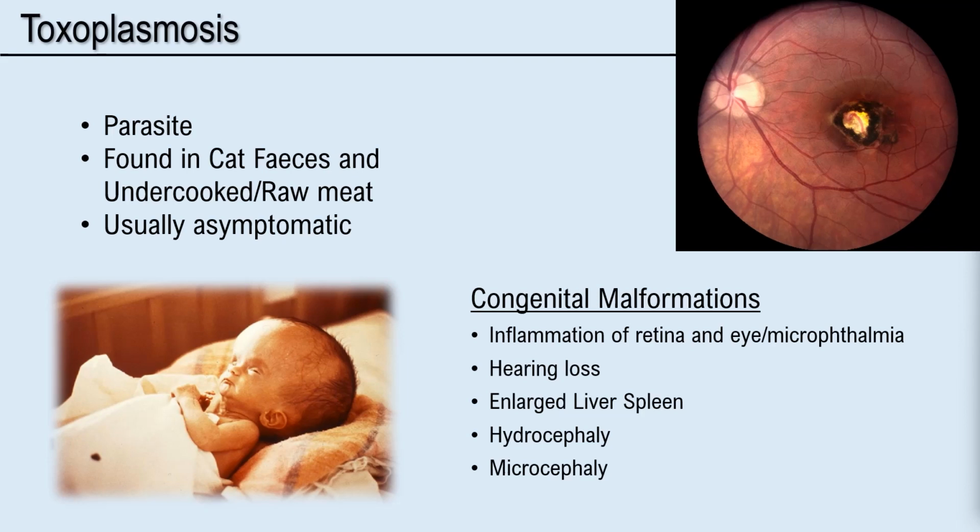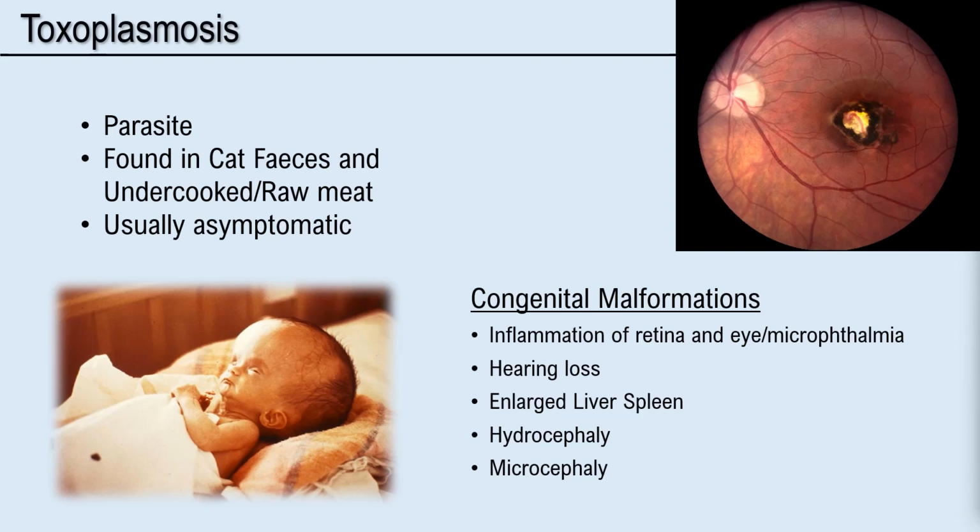Toxoplasmosis is a parasite found in undercooked or raw meat. It is also found in cat feces, which is why pregnant people are advised against cleaning cat litter trays. Unfortunately, as with a lot of teratogens, the pregnant person is often asymptomatic, and so this infectious disease is missed. However, the same cannot be said for the offspring.